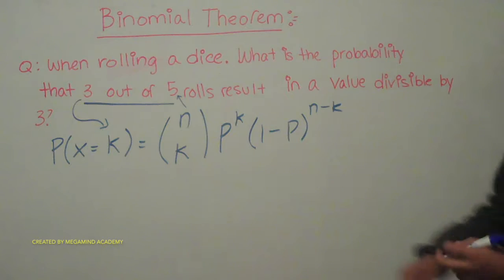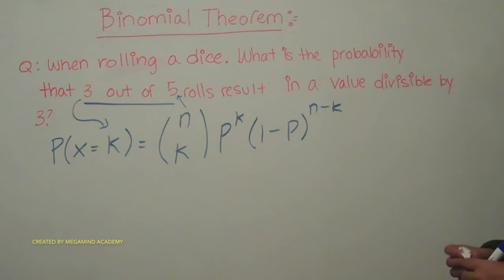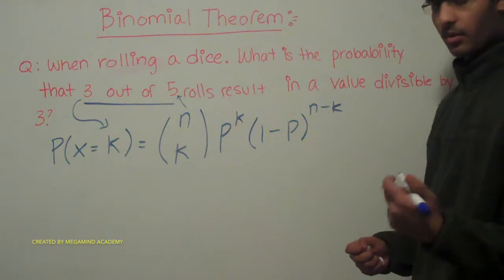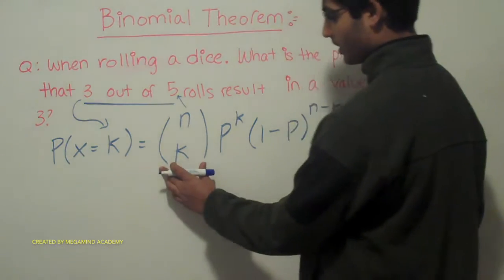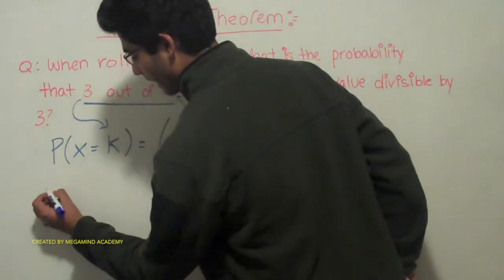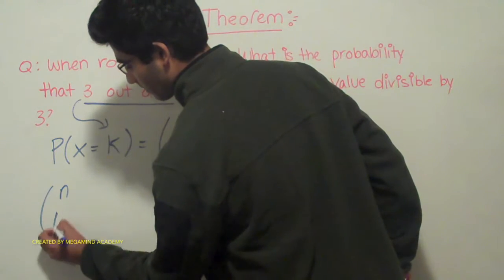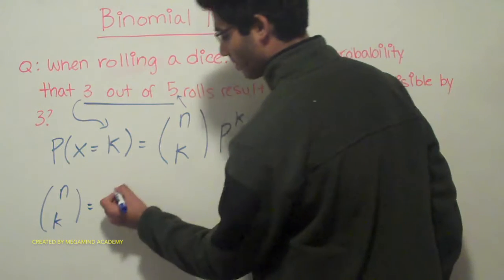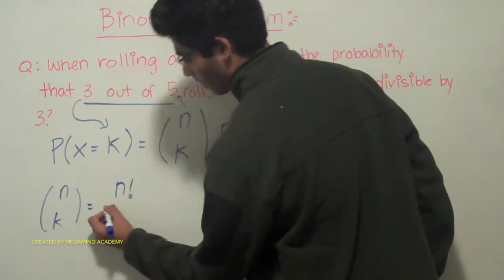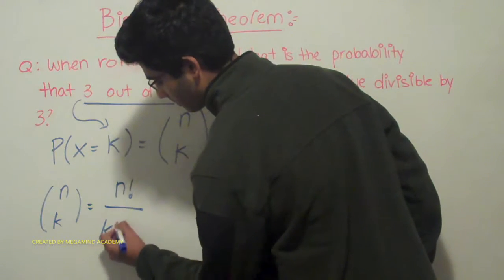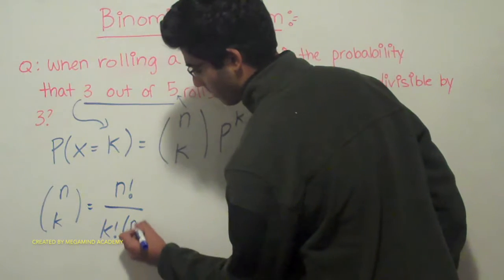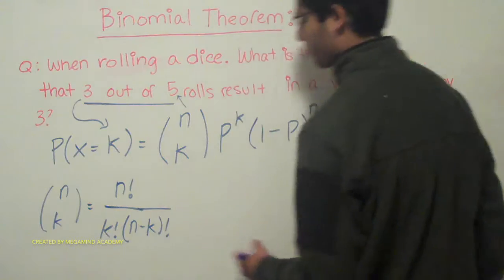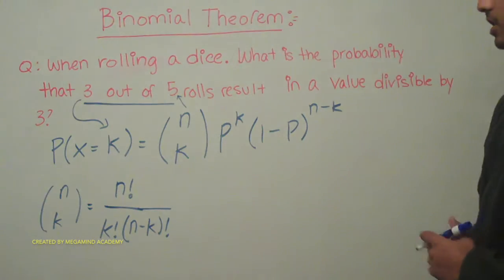In addition to this, we're going to have to know the formula for a combination, because I don't have my calculator with me. The formula for a combination is n choose k, or nCk, is equal to n factorial over k factorial times n minus k factorial in the denominator. Okay, so let's get started.